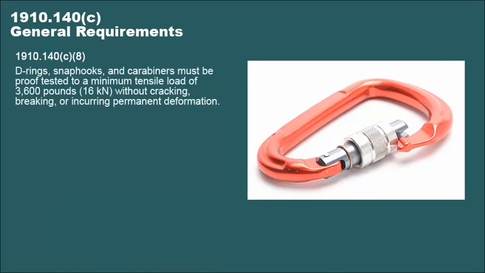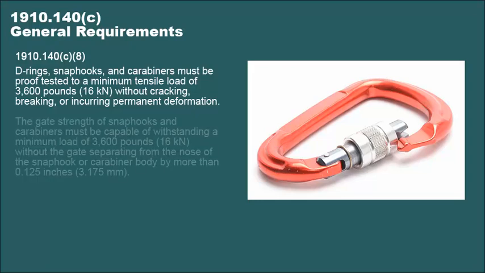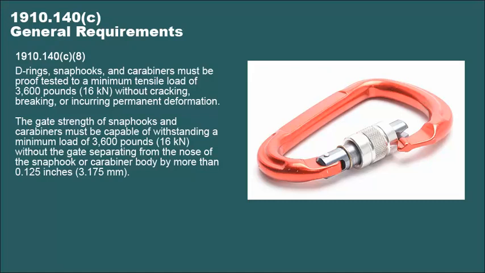1910.140C8 states the tested minimum stress load should be 3,600 pounds for D-rings, snap hooks, and carabiners without cracking, breaking, or obtaining permanent distortion. Snap hook and carabiners' gate strength should be able to withstand 3,600 pounds without the gate separating from the nose of the snap hook or carabiner body by more than 0.125 inches.